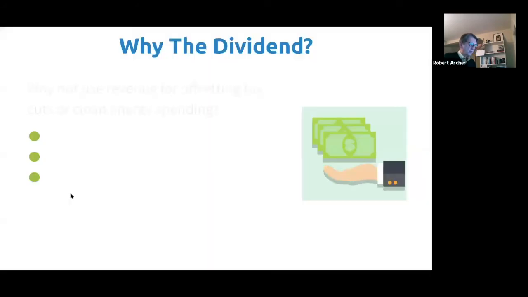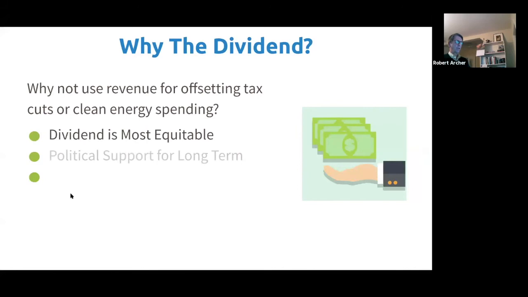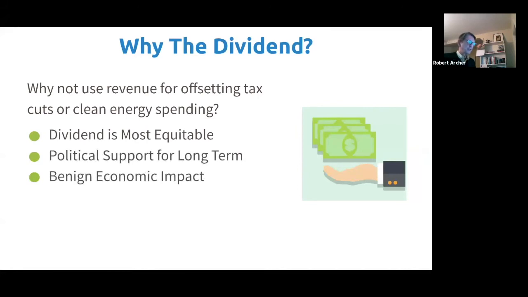Why do we do this? Everyone has a view on the use of the large revenues. So why a household dividend? There are 2 big reasons. The dividend is most equitable of all the policies and programs. Also, it brings long-term policy viability. People will like it and advocate for continuity of the fee, and it pumps money into the economy at the consumer level.